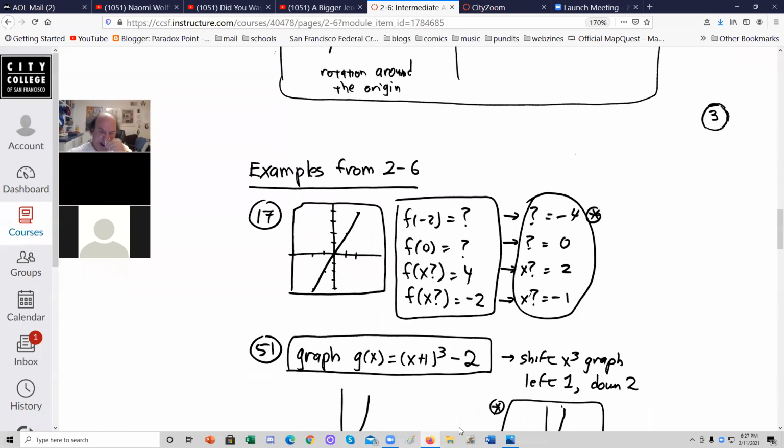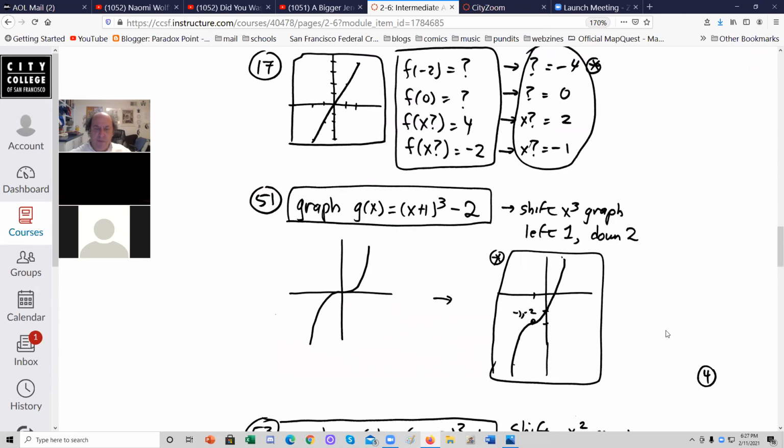So for example, here's a graph of a function. They want to find f of negative 2, what is it? Go left 2, down to negative 4, there it is. F of 0, start at x equals 0, it's 0. F of x is 4, for what value of x is it? 4, 1, 2, 3, 4, it goes to a height of 4, for this value of x, 2. F of what value of x is negative 2? Look at the level negative 2, it meets the graph here at x equals negative 1.